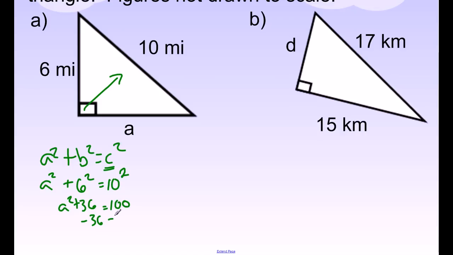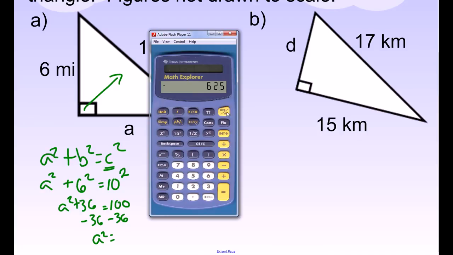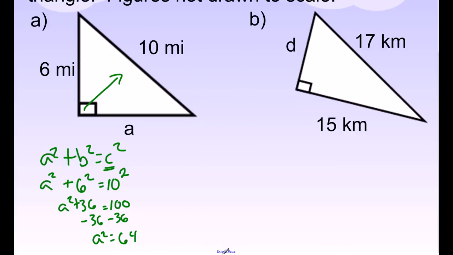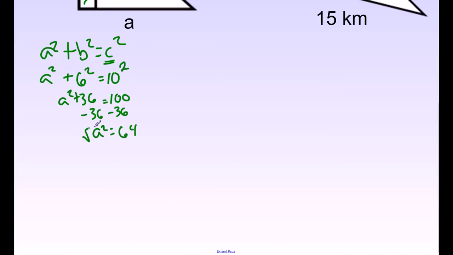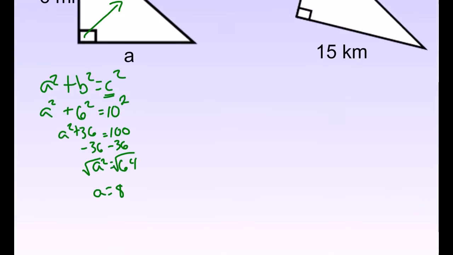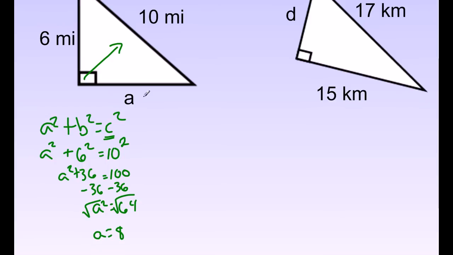Subtract 36 on both sides. We're getting the variable by itself, right? A squared equals 100 minus 36, which is 64. And I know if I square root both sides here, I get a equals 8. So the missing side here is 8 miles.